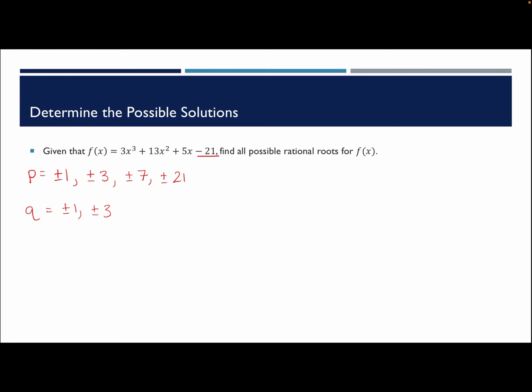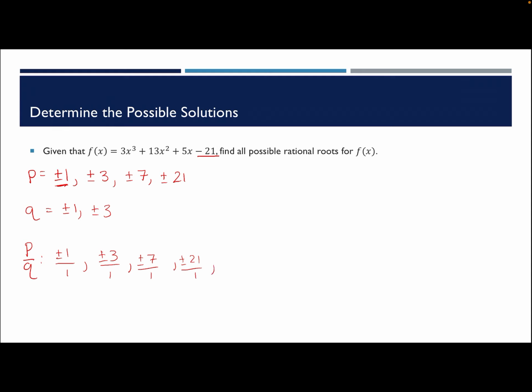And so then we're just going to take each value of P and divide that by each value of Q. We only need the plus and minus for the P value because that's already going to give us a positive and a negative. So first we're going to start with the 1. So we get plus and minus 1 divided by 1. Then plus and minus 3 divided by 1. Well, you know what? We'll just do each one divided by 1 first. Then we're going to have plus and minus 7 divided by 1 and plus and minus 21 divided by 1. So that's everything divided by 1, which is just a whole number.